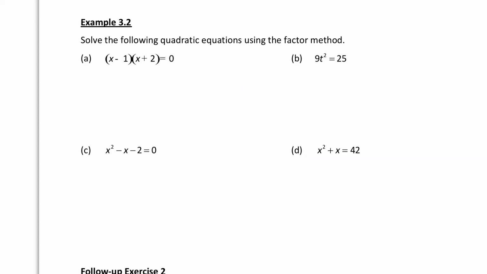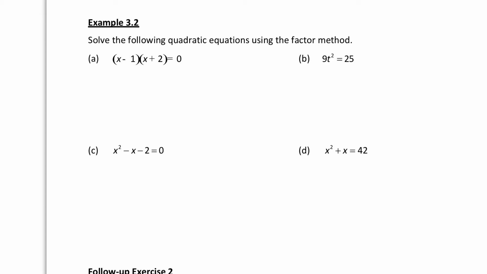Example 3.2, I want to demonstrate several questions on how to make good use of the factor method. Question A. Can you see this question's left-hand side has already been factorized, and it is equal to 0. Two terms multiplied together are equal to 0. Our conclusion is x minus 1 is equal to 0, or x plus 2 is equal to 0. So x is equal to 1, or x is equal to negative 2. We have two answers.